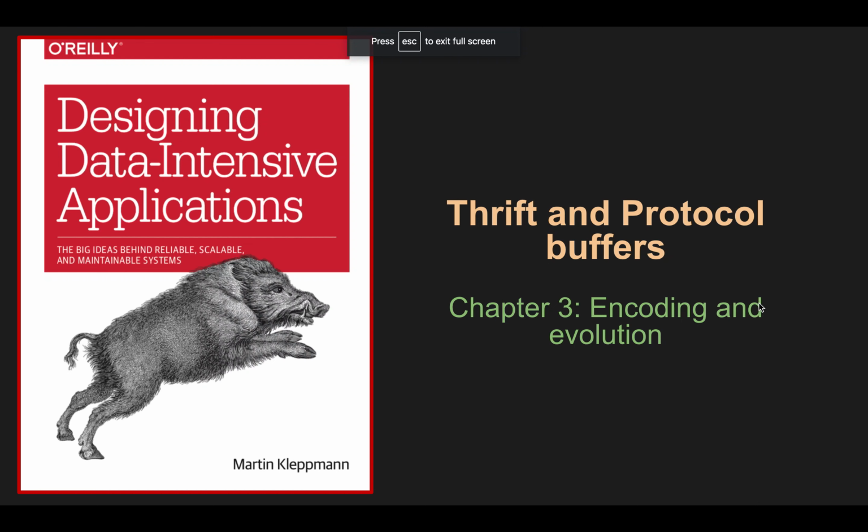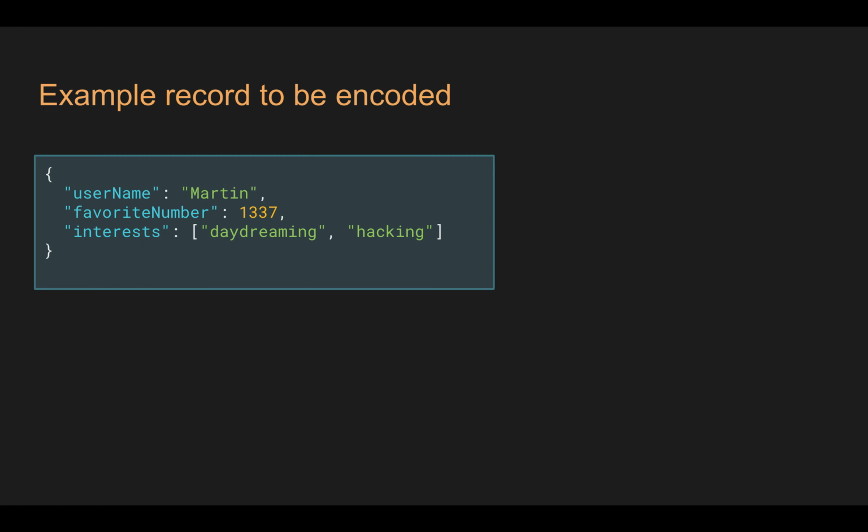Hey everyone, in the last video we talked about simple data encoding formats and also their limitations. In this video we'll talk about two binary encoding protocols, which are Thrift and Protocol Buffers. Protocol Buffers was originally developed at Google and Thrift was originally developed at Facebook, and both of them are open source now. So let's first understand Thrift encoding with an example.